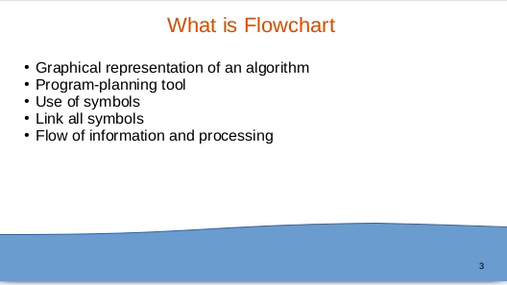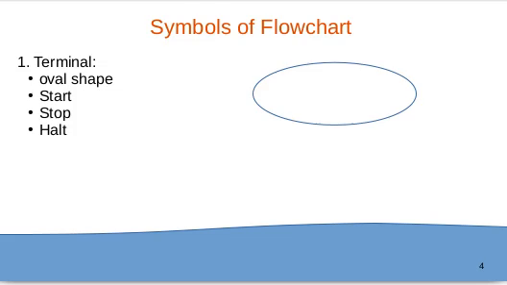Now what is flowchart? Flowchart is the graphical representation of an algorithm. An algorithm is a written text, but we can understand easily by graphical representation. So flowchart is done. It is a program planning tool. We can plan the program by doing some pictures of the flow of the control, flow of the information and processing. So it is a program planning tool. It uses some symbols, then finally link all symbols to show the flow of information and processing.